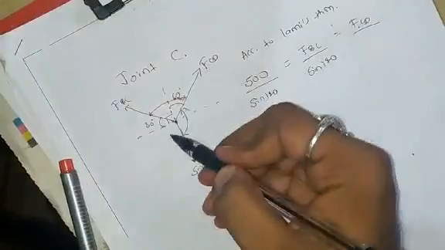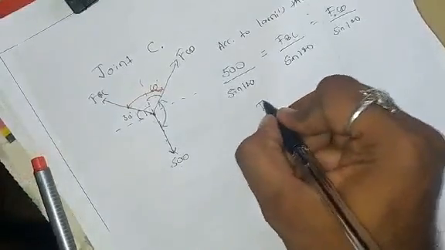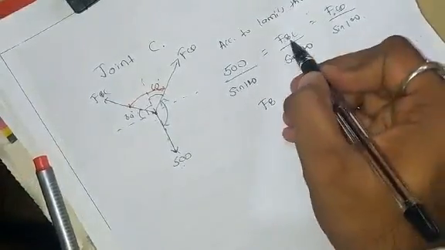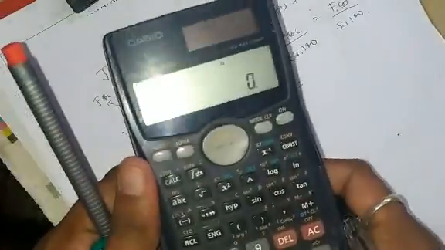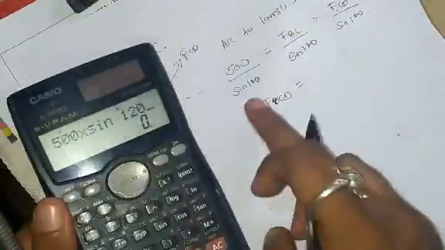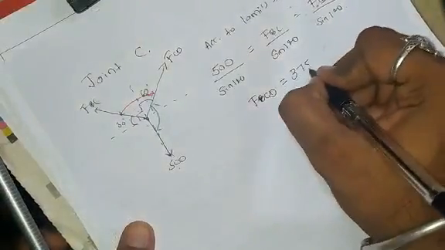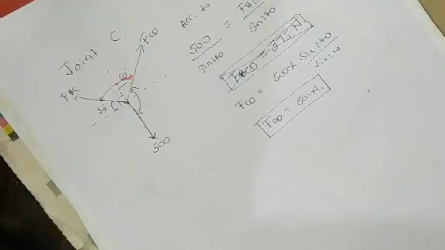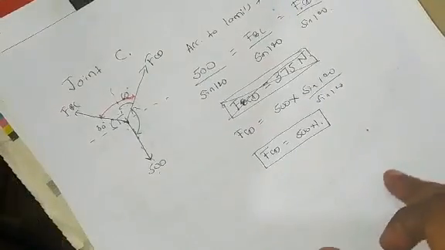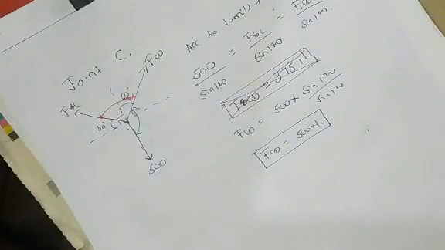Now consider CD. So here 90, here 30, again 120. So sine 120. So FBC, you know the value of FBC, we want FCD. So FCD is equal to 500 into sine 120 divided by sine 120. So FCD is equal to 500, sine 120, sine 120 cancels here. So FCD is equal to 500 newtons.